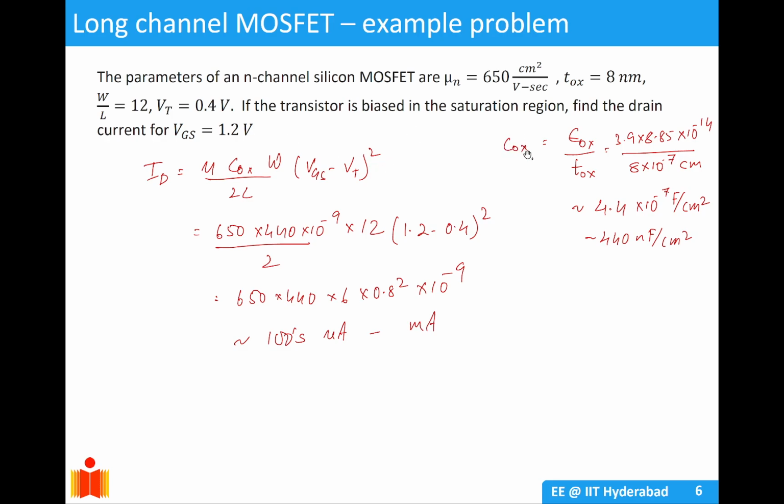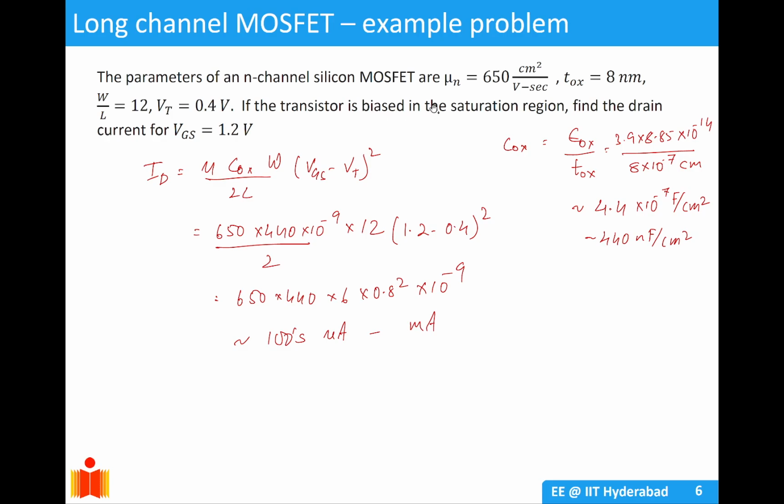So first you calculate your Cox, which is epsilon ox by Tox. For SiO2, we know epsilon ox is 3.9 times 8.85 into 10 power minus 14. Tox we have given as 8 into 10 power minus 7 centimeter. So our Cox comes out to be around 440 nanofarad per centimeter square. Your W by L ratio is given as 12.